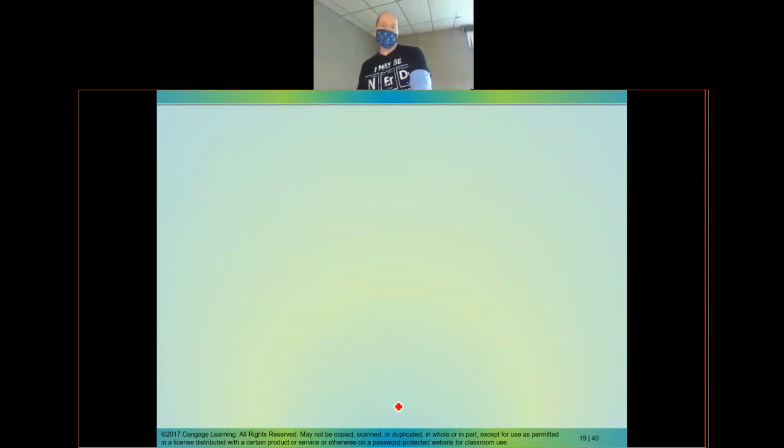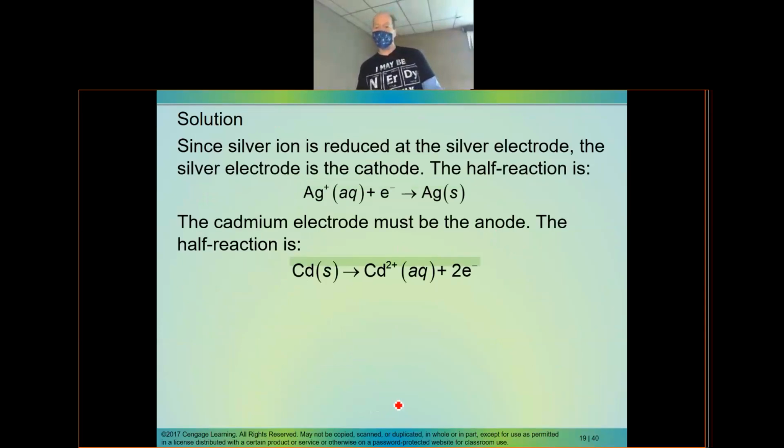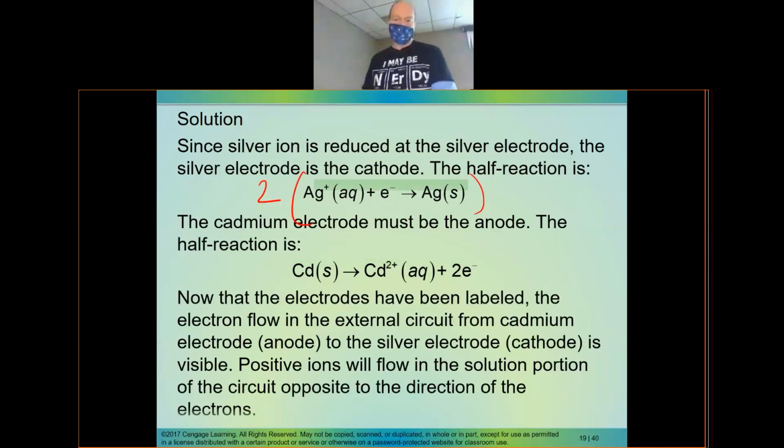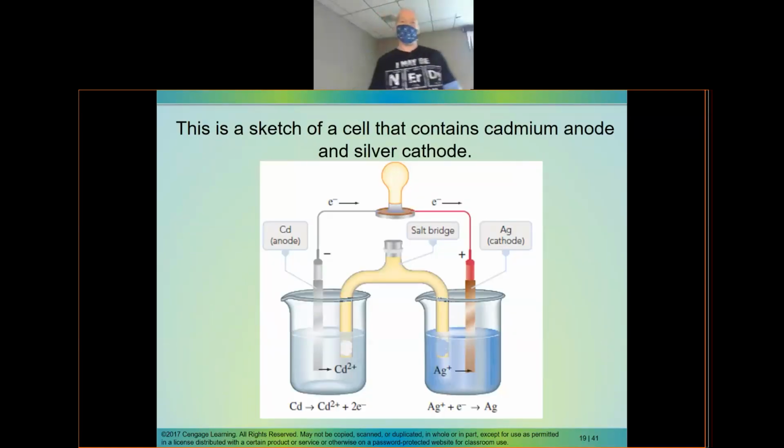All right, and then make sure you put in your salt bridge. All right, so they told us that the silver was the reduction. And so if that's the reduction, then of course cadmium has to be the oxidation. And since the electron loss was 2, that's why we multiplied this through by 2. So we had 2 electrons gained and 2 electrons lost. So here is the picture. Again, the anode, that's the oxidation. So here's your anode. Here's your cathode.